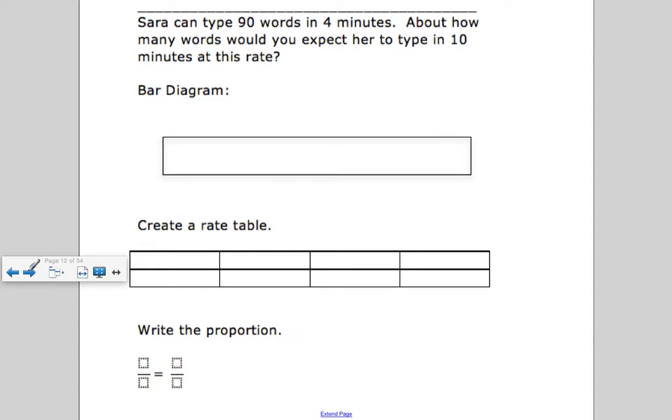So Sarah can type 90 words in 4 minutes. Let's break this up into 4 sections. About how many words would you expect her to type in 10 minutes? So if I have 90 words and divide it into 4 equal sections, I do not know that. 90 divided into 4 equal sections, 20.